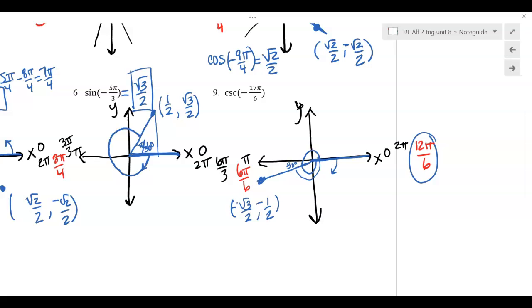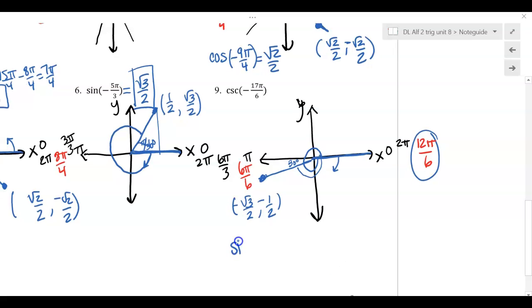And then I'm looking for the cosecant. So I'm first going to remind myself what the sine of negative 17 pi over 6 is, which is negative 1/2 because the sine is the y coordinate. The cosecant will be the reciprocal of that. So in this case will be negative 2.